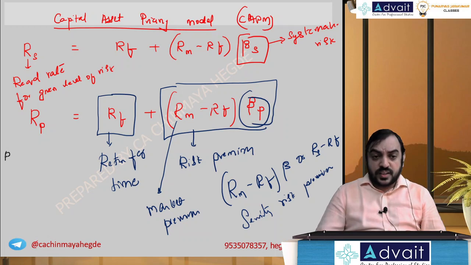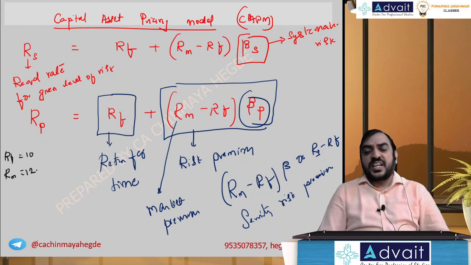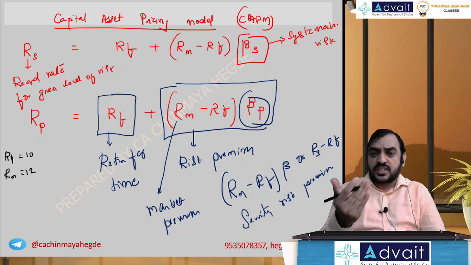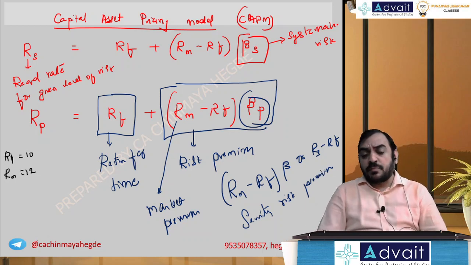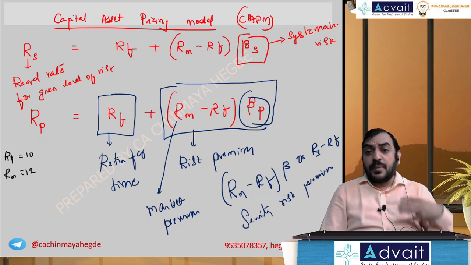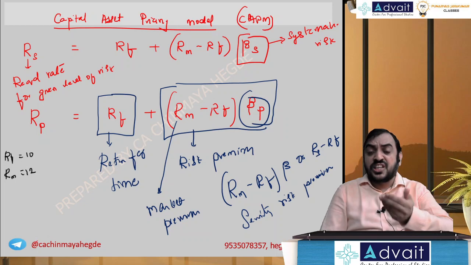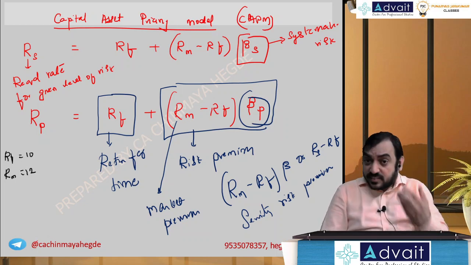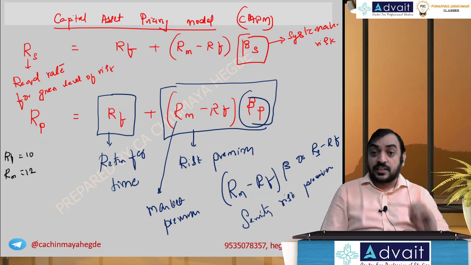Suppose the risk-free rate is 10%, market return is 12%. What do you understand by this? I'm investing in risk-free return. I'm investing in FD, treasury bonds. I get 10%. I invest in the stock market. I get 12%. I'm expecting more in the stock market, from the Nifty, from the Sensex, from the benchmark. Why? Because I'm taking more risk. I'm expecting 2% extra return.